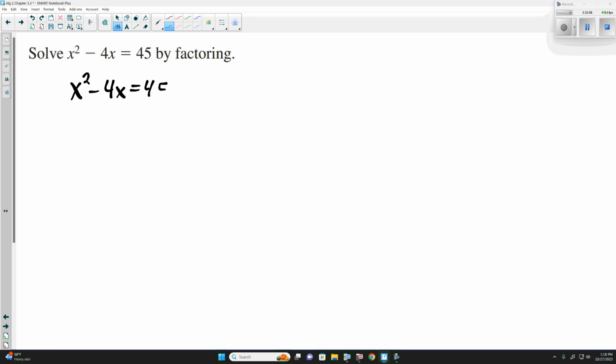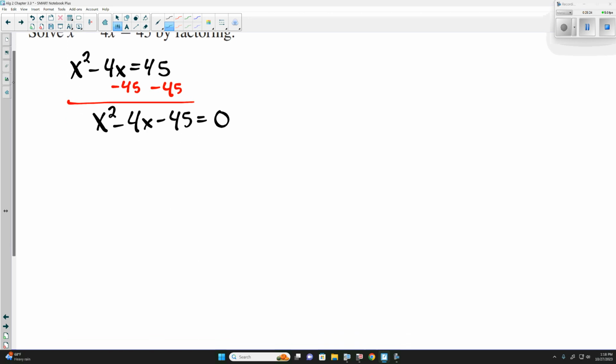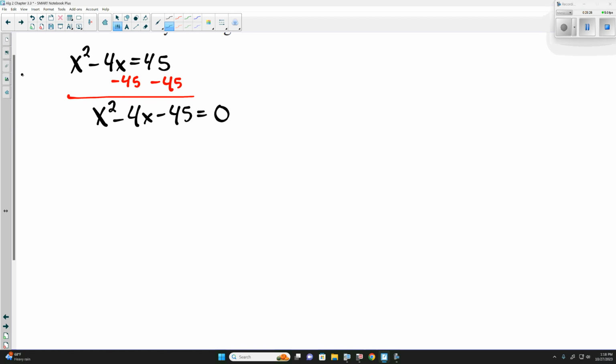x squared minus 4x equals 45. If we're solving by factoring or graphing, we need this thing equal to 0. So what's the first thing we can do? Minus 45 from both sides. On the left-hand side, we'd have x squared minus 4x minus 45 is equal to 0. Is there a greatest common factor? No.